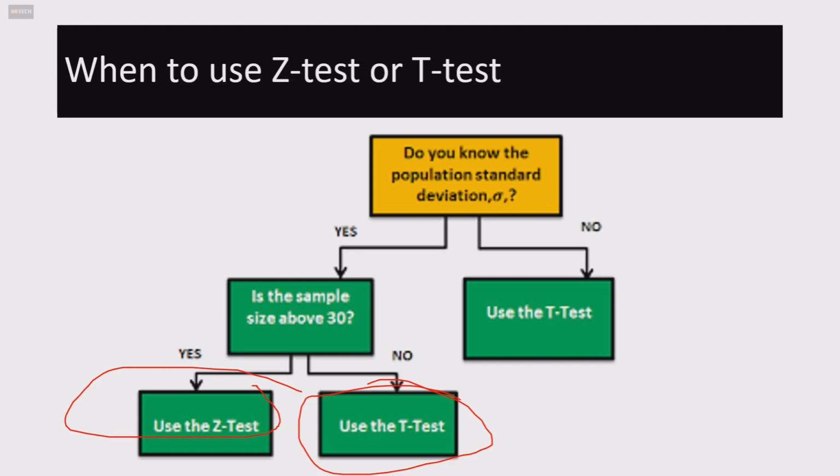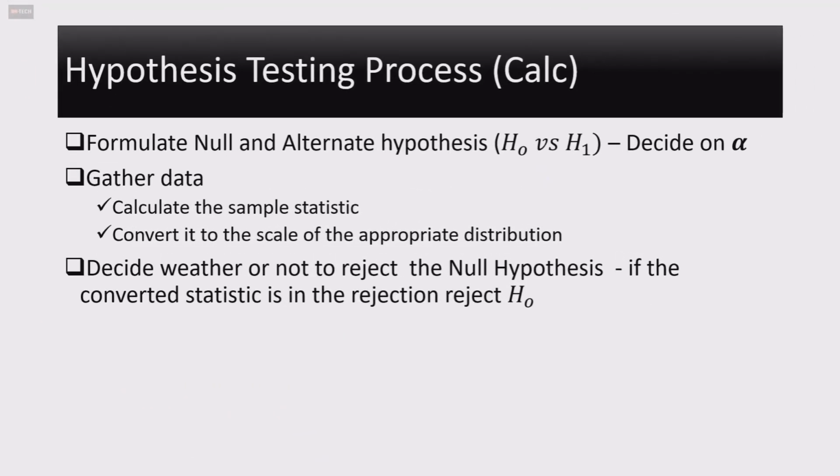Alright, so what's the process of hypothesis testing? Now, each of them, whether ANOVA, mean hypothesis testing, or variance hypothesis testing, they all follow these three basic steps. The first one is to formulate your null and alternative hypothesis and decide on your alpha.